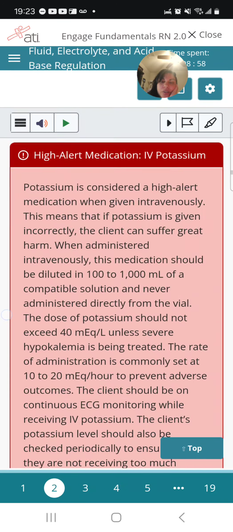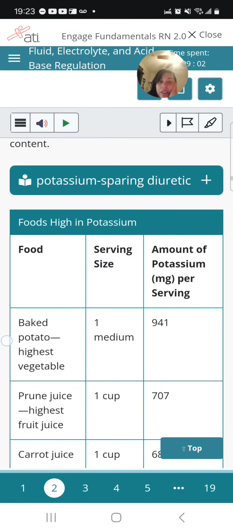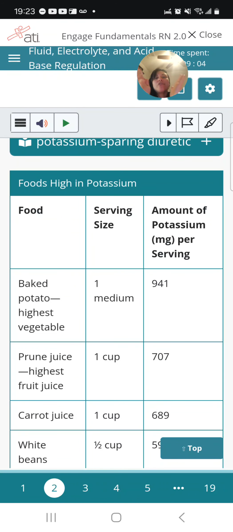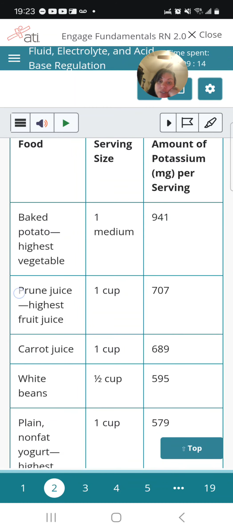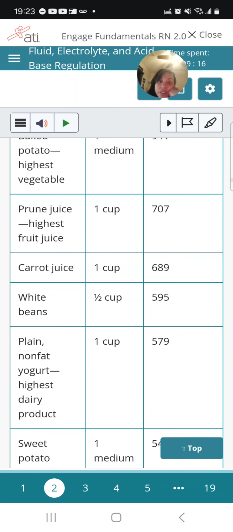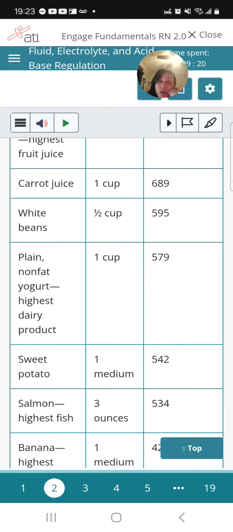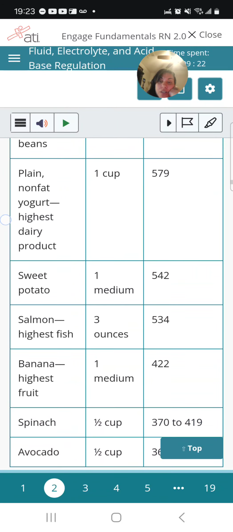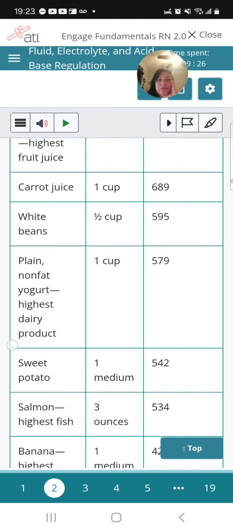Also, foods that are high in potassium. The highest would be, guess what? A baked potato, 941, one medium potato. And then prune juice, 1 cup is 707. Carrot juice at 689. White beans at 595. Plain yogurt, 579 a cup. Sweet potatoes, 542.